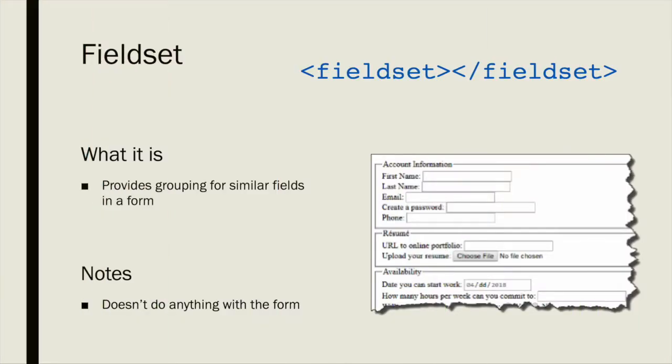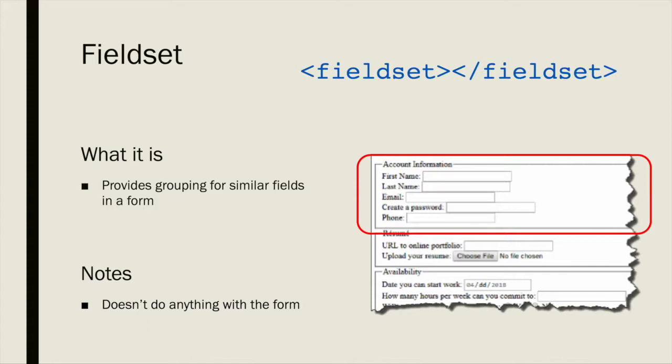First thing is a field set. A field set provides grouping for similar fields in a form. Notice that it does not do anything to the form itself other than visually grouping information. In the image example, you can see the item at the top, the account information, is wrapped in a gray box. That's because that is a field set.